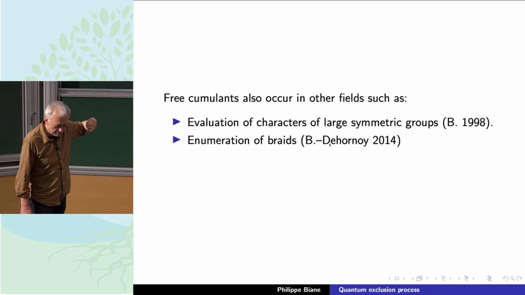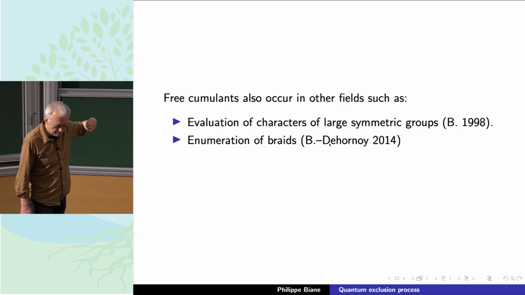Another field where free cumulants have appeared, quite unexpectedly, is the enumeration of braids. That was actually when I was contacted about 10 years ago by Patrick Dehornoy, who had a sequence which appeared in the enumeration of braids related to Garside structure.